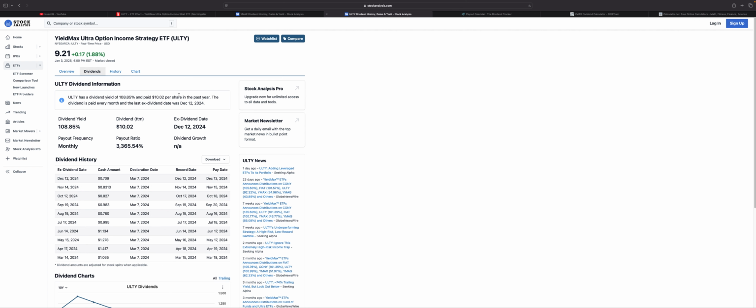I've also done the same with this one, YieldTY, and again, this pays out every month rather than every week. I believe it's the second week of every month that they pay out. So again, it's the same example.